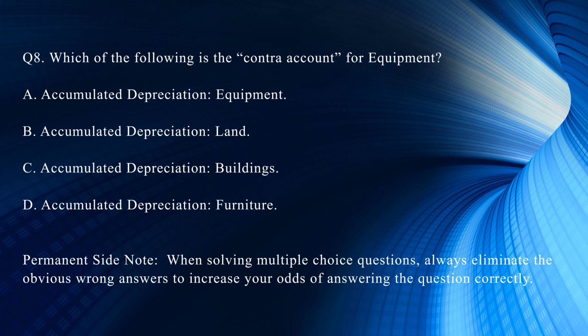The other accounts will, equipment, building, and furniture, they all have contra accounts called accumulated depreciation. But because the question is referring to only equipment, we know that the correct answer to that question is A, which is accumulated depreciation equipment.